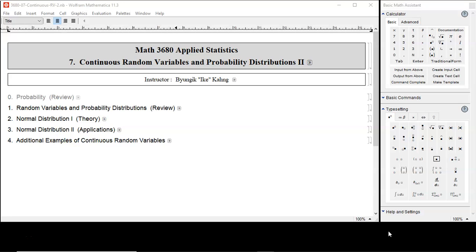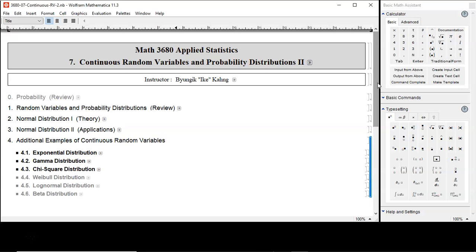Hello students, welcome back. We have one more section to go, and that's section 4, additional examples of continuous random variables. We have these examples here, and among those, the latter 3 examples are de-emphasized in gray.